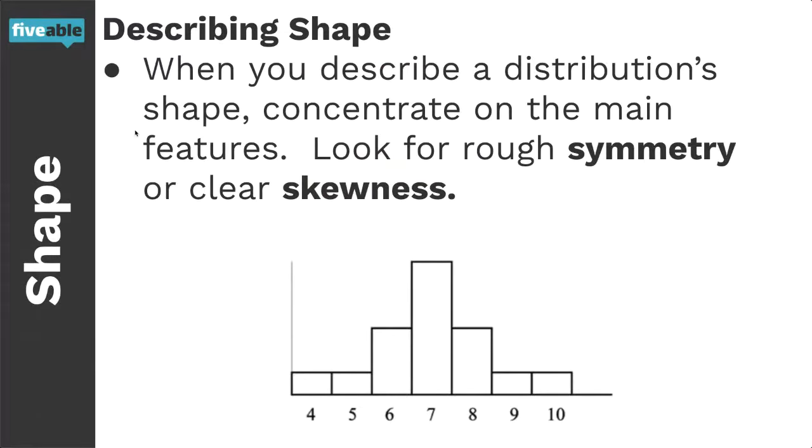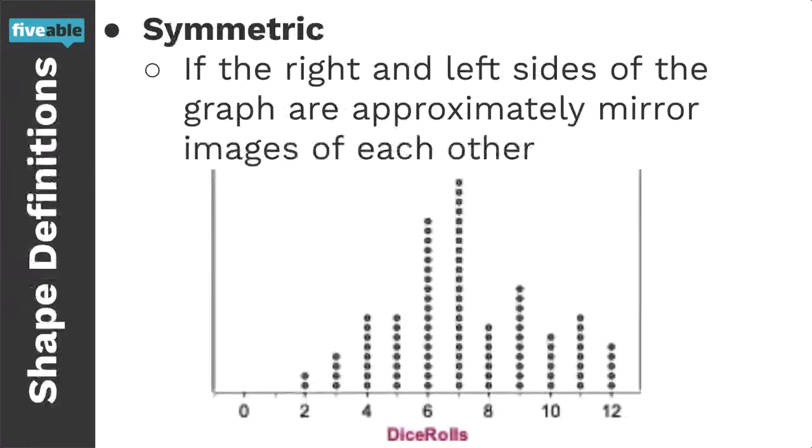When we describe shape, we're looking for the main features. We want to look for symmetry or clear skewness. Looking at this graphical display below, we see symmetry. It's perfectly symmetrical, actually. You're very rarely going to get that in real data. This is what you're most likely going to get when looking at real data.